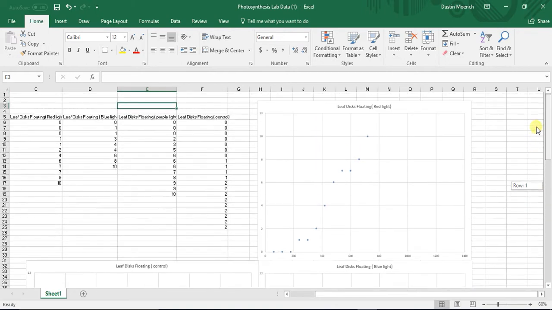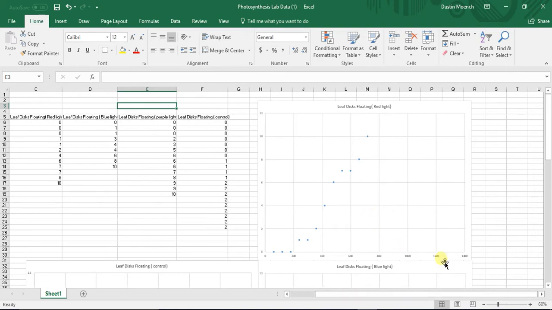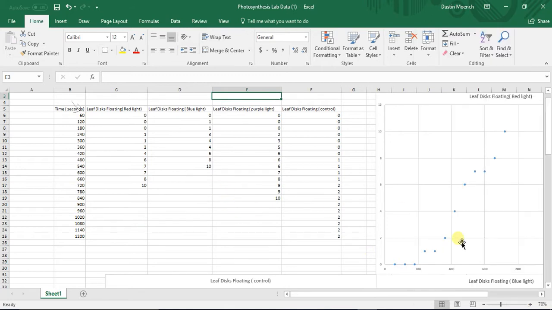All right, and each graph just has time in seconds on the x-axis and number of leaf discs floating on the y-axis. And you'll notice that even though this has 12 up here, you never had any of your trials with more than 10 leaf discs, so the top will always be nothing more than 10. So the first thing that we're going to need to do for each of our graphs is find the ET50 value. So I'm going to zoom in on my graphs to show you how that's done.